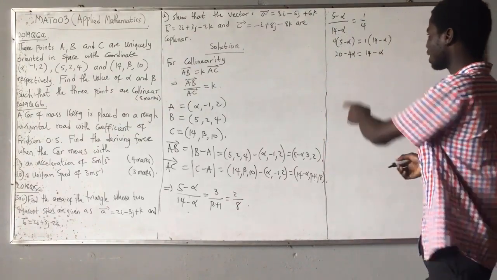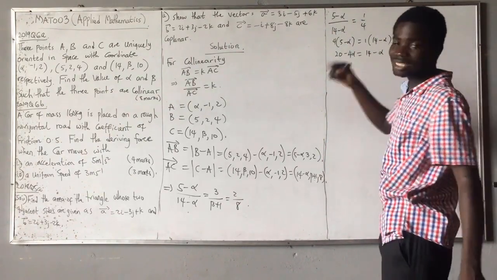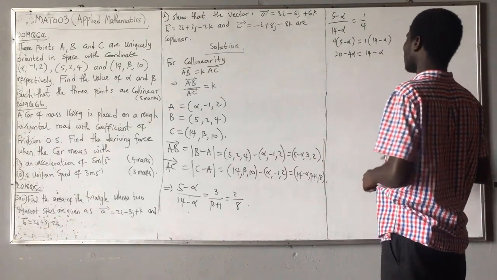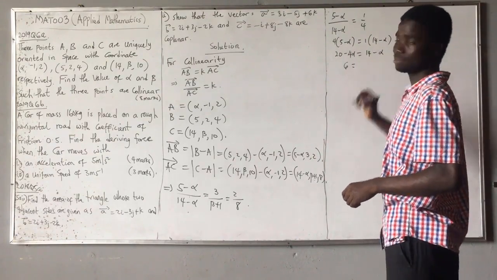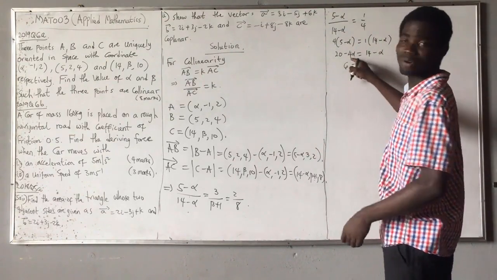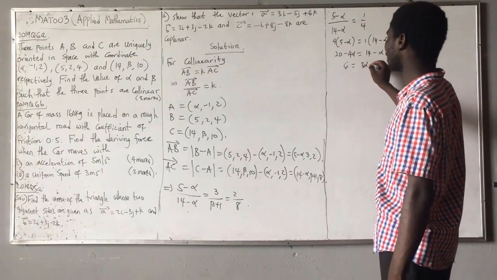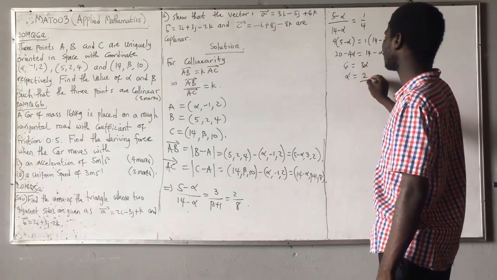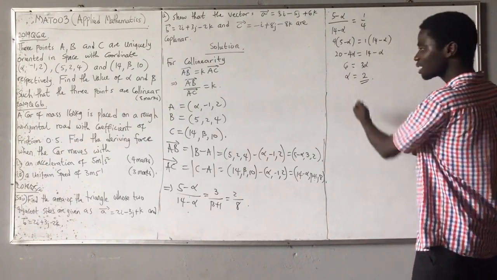Collect like terms. Let this one come here, let this one go there. 20 minus 14 will give me 6, because 14 plus 6 will give me 20. 4 alpha minus alpha will give me 3 alpha. I'll divide both sides by 3. Alpha is 2. That is the first one. I've gotten alpha. Alpha is 2.